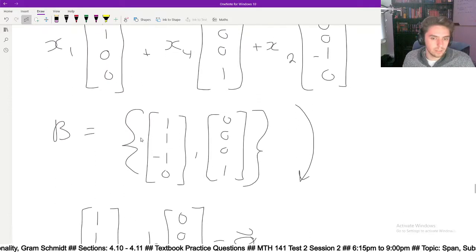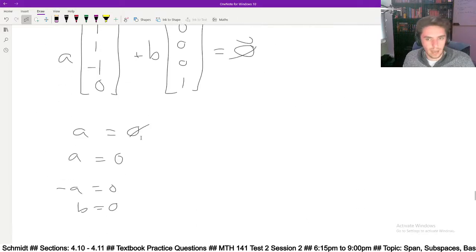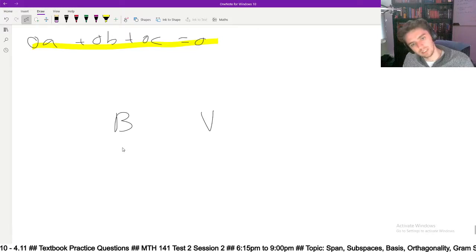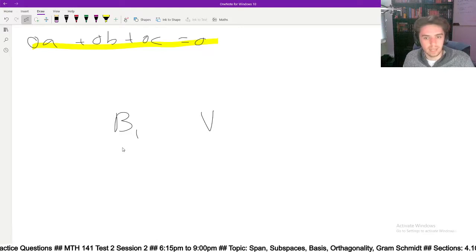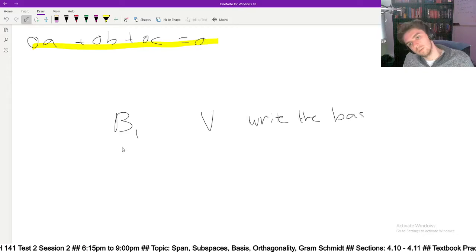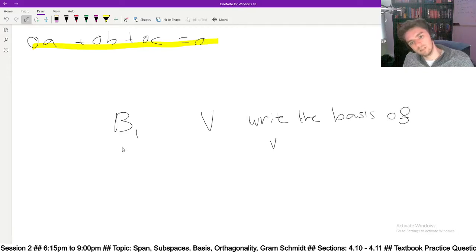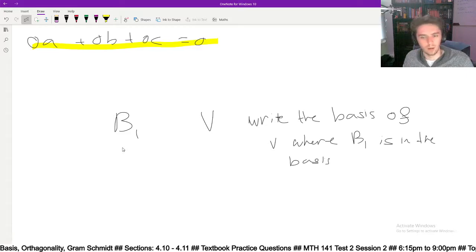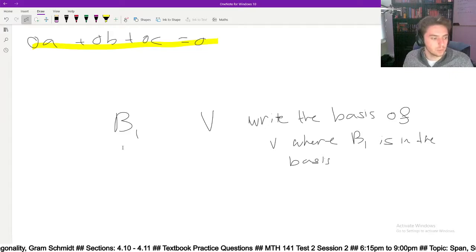Although we did it, adding the standard matrix. That's for saying I have this set B, I have this vector space V, this B1, the basis, and it says I want you to write the basis of V using B1. That's where you would put the standard matrix.